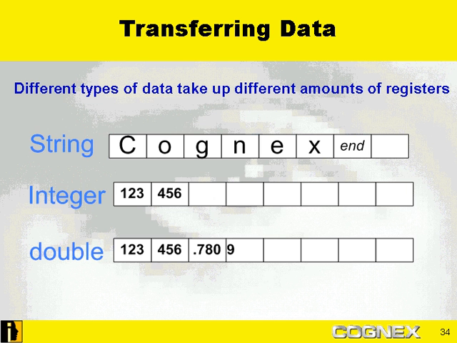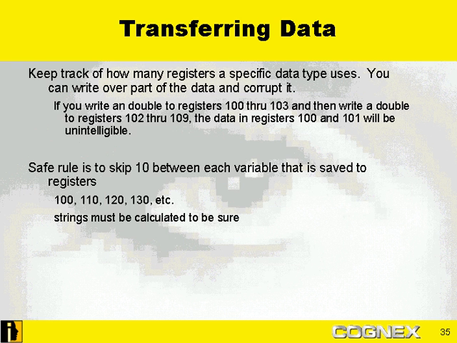If you're writing a register of type string, you should be sure that you're not storing off a paragraph, because the paragraph's going to take up quite a few registers, and it may run over some of the other registers you have used. For instance, if you write a double to registers 100 to 103, then write a double from 102 to 109, the data in 100 and 101 will be unintelligible, because the second write overwrote and trampled on the initial one. The best rule of thumb is to skip 10 between registers.